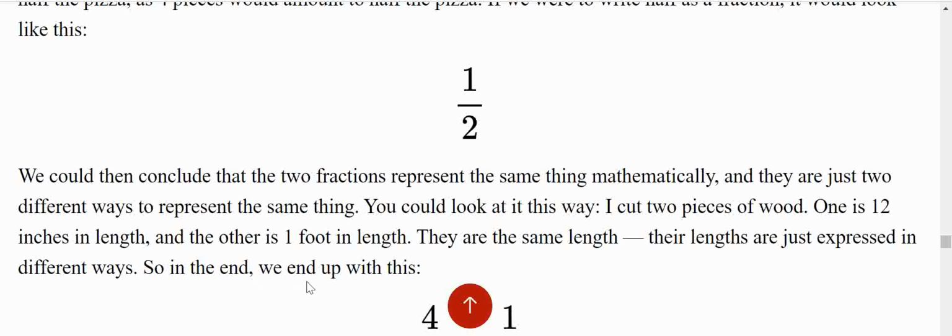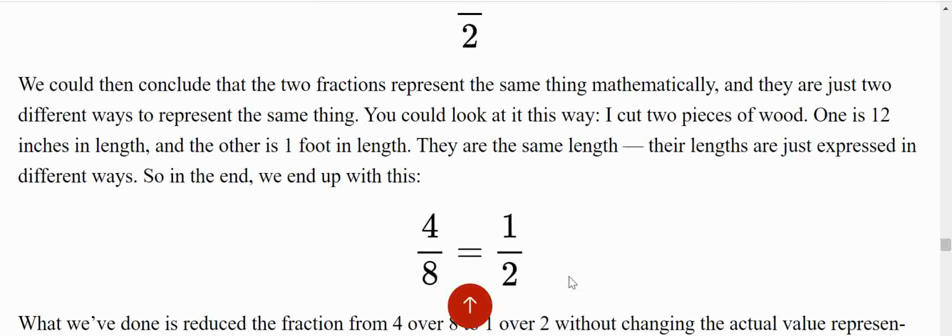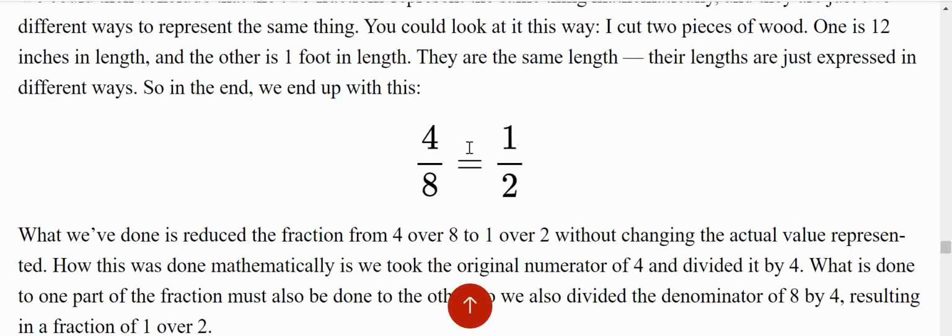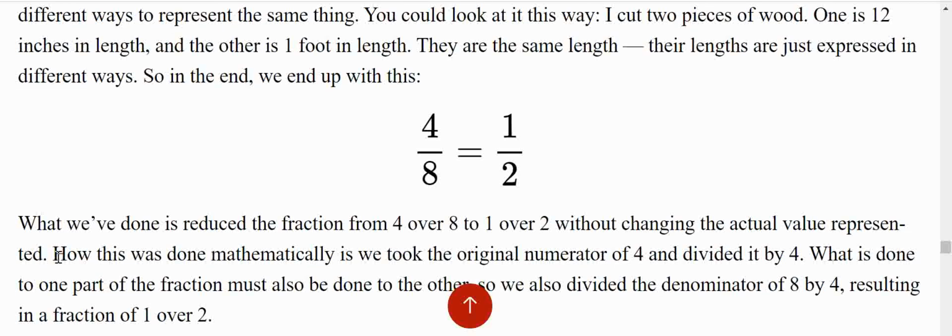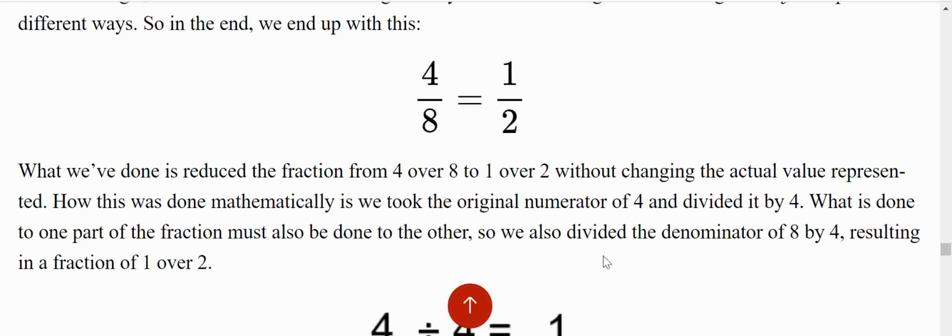So in the end, we end up with this. 4/8 is 1/2. What we've done is reduced the fraction from 4/8 to 1/2 without changing the actual value represented. How this was done mathematically is we took the original numerator of 4 and divided it by 4. What is done to one part of the fraction must be done to the other. So we also divide the denominator of 8 by 4, resulting in a fraction of 1 over 2.